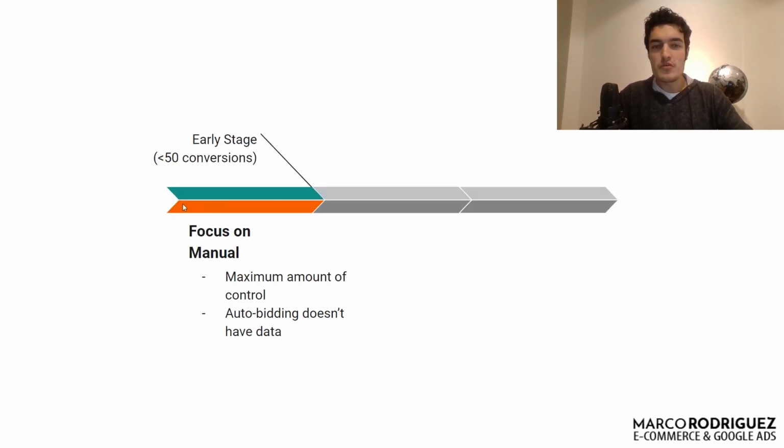Now I want to show you in which stage of your business which bidding strategy type makes the most sense. In the beginning, we have the early stage, and the early stage is less than 50 conversions a month. Ideally, we talk about conversions on a campaign level, right? So when a campaign has less than 50 conversions, that's what this is mainly about, because the main optimization in Google Ads takes place on the campaign level.